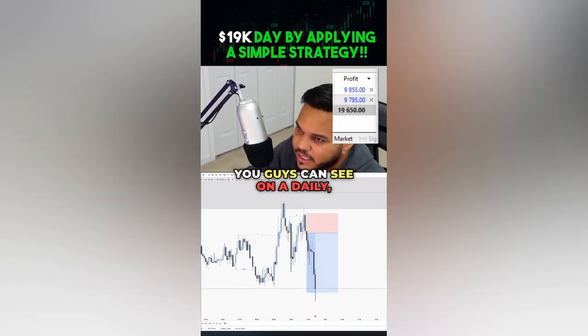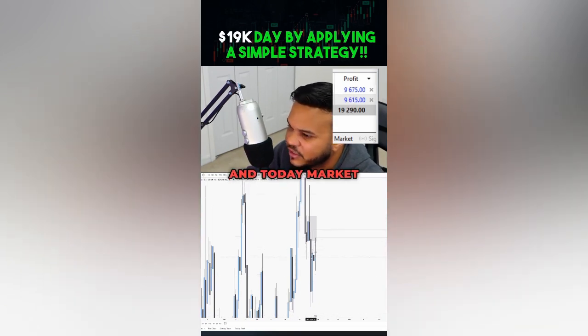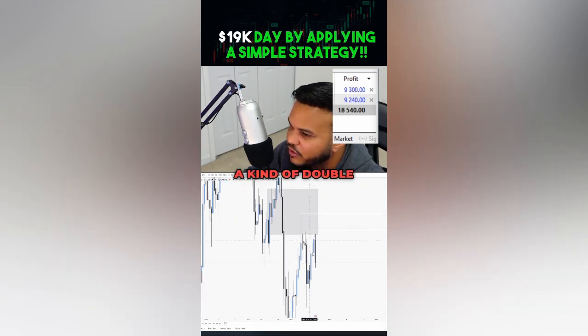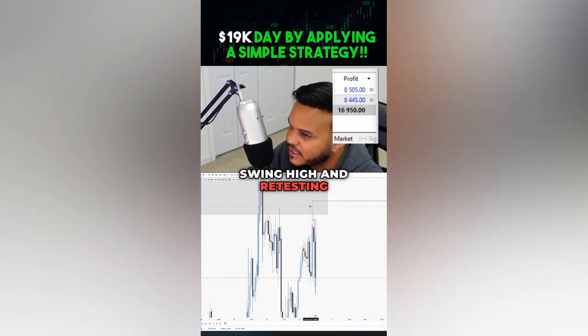Here, you guys can see on a daily, we have a daily order block, which market had some reaction yesterday. And today, market just came back and retested this order block. When we go to the 4 hour, we clearly have a kind of double top on the 4 hour here. And also on the 1 hour, we have a break to the downside here, and market came back, grabbing liquidity of the swing high and retesting the daily order block.